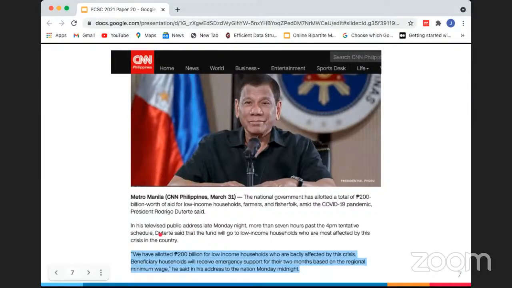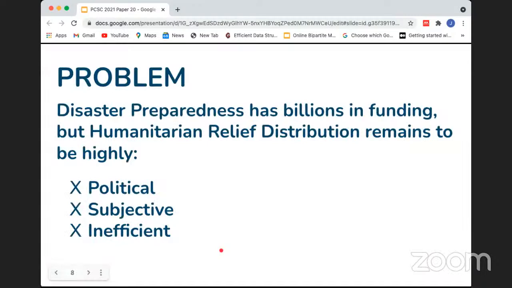We actually have budgets for relief distribution. In fact, on March 31, 2020, there was an allotted 200 billion for low-income households affected by crises. So there is a budget. However, the problem is humanitarian relief distribution remains to be highly political, subjective, and inefficient.